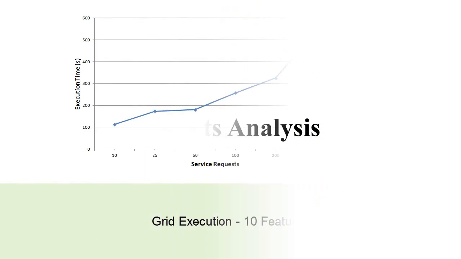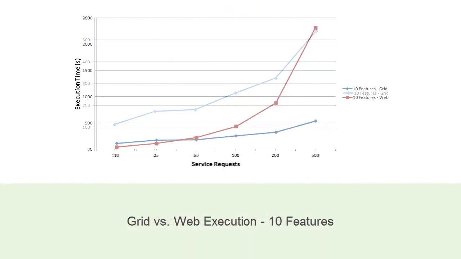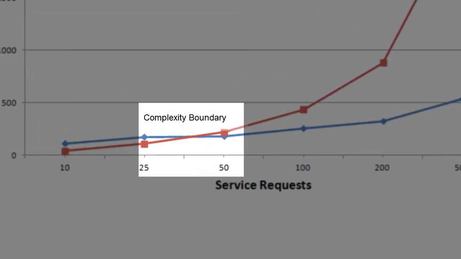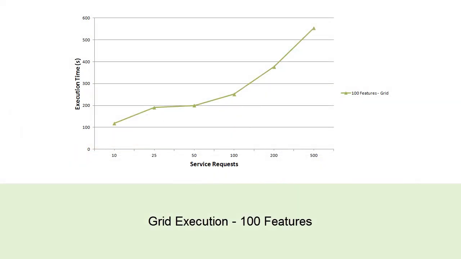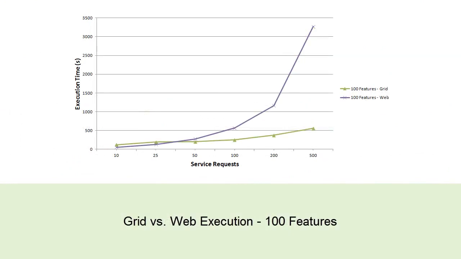Results analysis. The tests have been performed both over the web and over the grid infrastructure. They are meant to emphasize the advantages brought by the grid over a certain complexity boundary. The complexity boundary is represented by the intersection of the two graphics simulating the web and the grid executions.